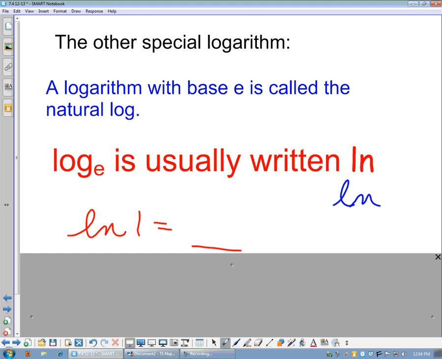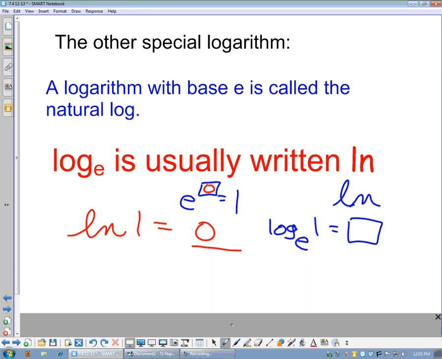And so we would say ln of 1 is equal to what? Remember, that is the same thing as saying log to the base e of 1 is equal to what? Well, e raised to what power is equal to 1? That would have to be 0. So our answer here is 0. ln of 1 is equal to 0.